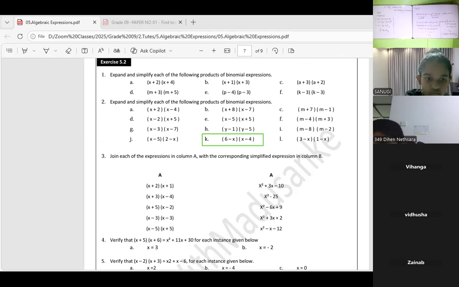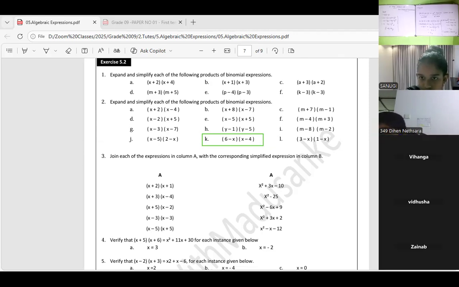Yes, Susan, you got the first place. Super. Amani got the second place. Sanugi, third.